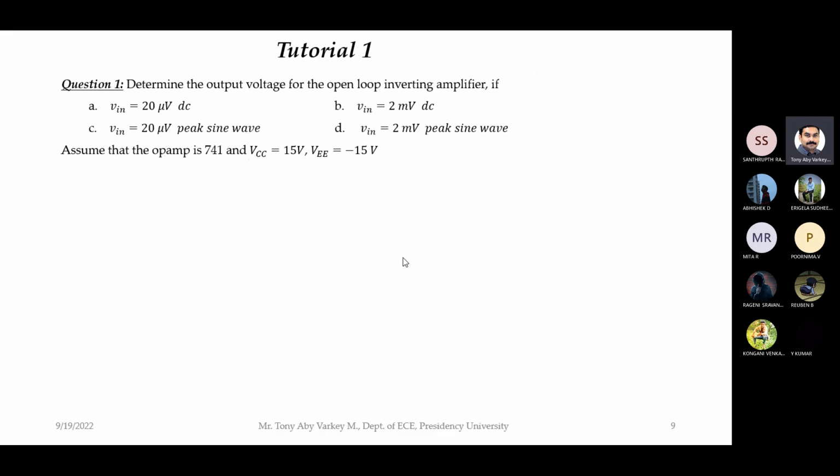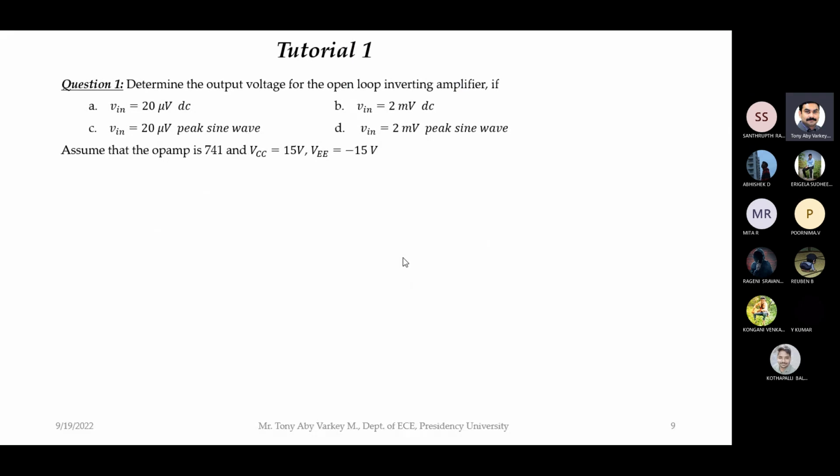We'll do a small problem. Determine the output voltage for the open loop inverting amplifier if V in is equal to 20 microvolt DC. Second case, V in is equal to 2 millivolt DC. Third case, V in is equal to 20 microvolt peak sine wave. Fourth, V in is equal to 2 millivolt peak sine wave. Assume that the op amp is 741 and VCC is 15 volt and VEE is minus 15 volt.